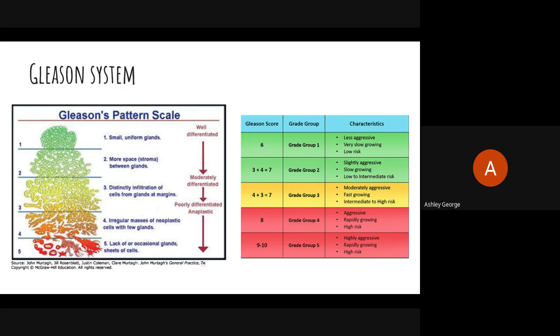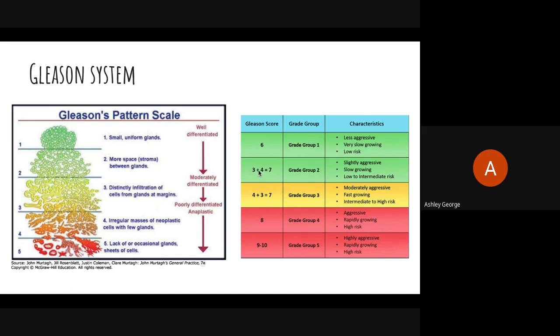So if we look on the left over here, this is just a diagram showing what the patterns may look like of the cells. So the first row up here, we have some small uniform glands. It doesn't seem like there's any out of control growth happening. And then with each of the progressive levels going down, we see what looks like more chaos, irregular masses, or occasional glands down in row 5 here. And then these patterns on the left side show up on the right side over here as we get into the Gleason score.